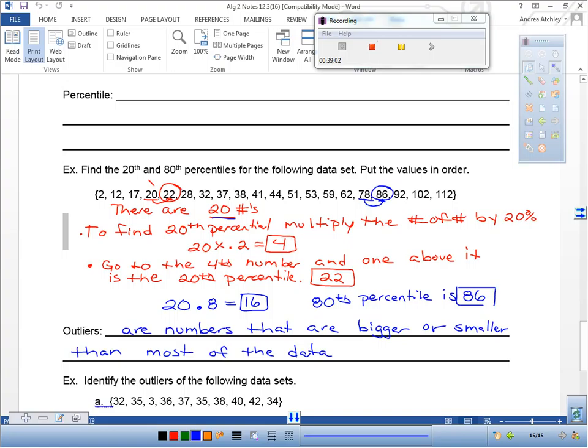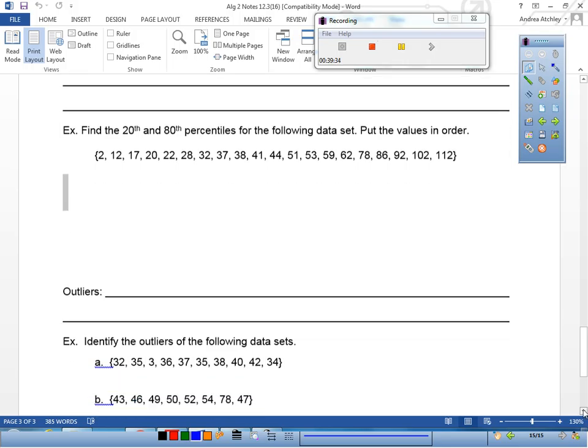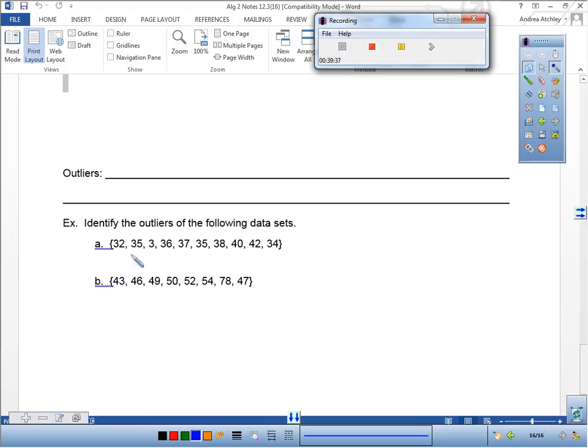So on the bottoms, find the outliers in those data sets. So look at these numbers. Okay, class, what's the outlier here? 3. It's a lot smaller than the rest of the data. How about this? 78. That's the outlier because it's a lot bigger than most of the data. Any other questions over that?